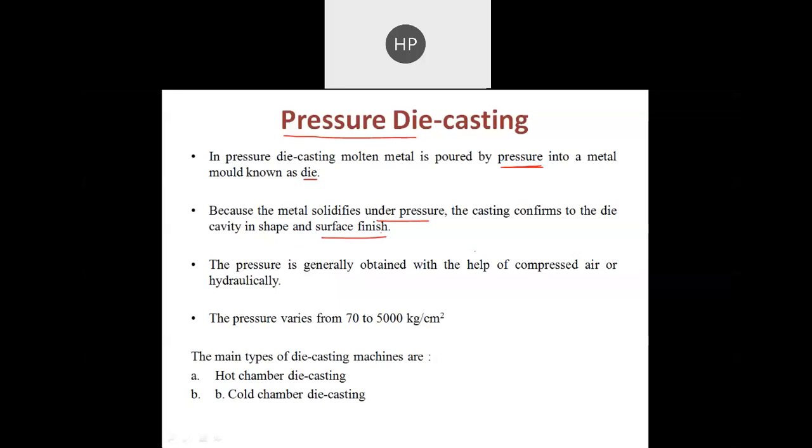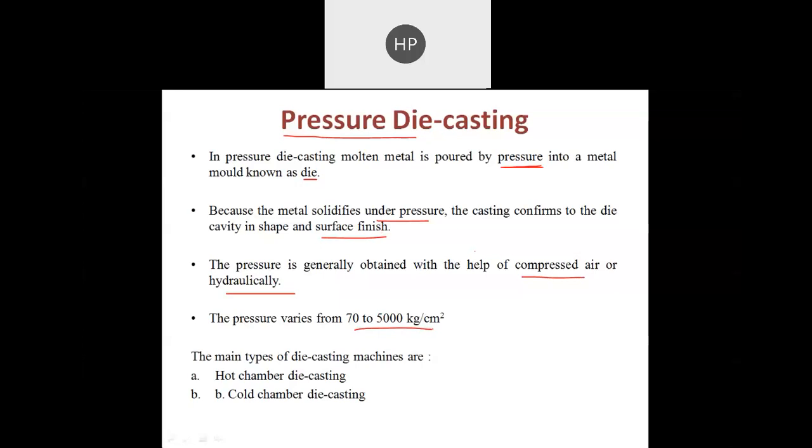So the advantage is that it gives confirmation that the die cavity is completely filled by the molten metal, and the surface finish that you get is quite a bit better compared to other cases. The pressure is generally obtained with the help of compressed air or hydraulics, and it generally varies from 70 to 5000 kg per centimeter square.